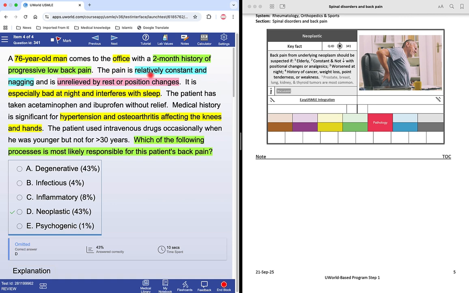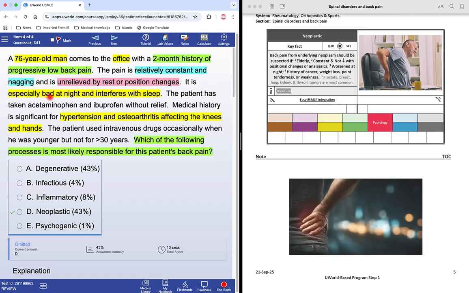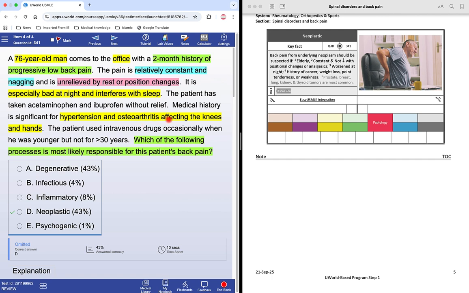A 76-year-old man comes to the office with a 2-month history of progressive low back pain. The pain is relatively constant and nagging and is unrelieved by rest or position changes. It is especially bad at night and interferes with sleep. Medical history is significant for hypertension and osteoarthritis affecting the knees and hands. The question is, which of the following processes is most likely responsible for this patient's back pain?